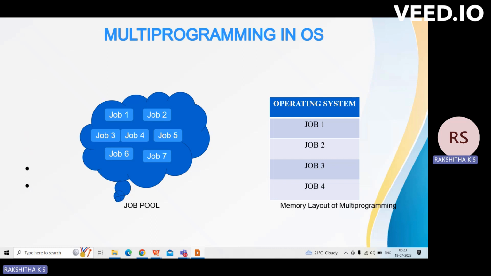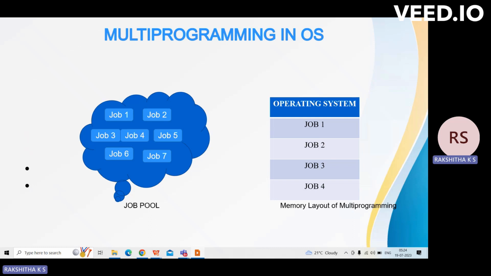The multiple jobs present in the secondary memory are loaded into the main memory only for execution. Whenever a program needs to be executed, it is loaded into the main memory. The second diagram shows the operating system and the jobs loaded from the secondary memory into the main memory. Here the operating system plays an important role in transferring the jobs from the secondary memory to the main memory.